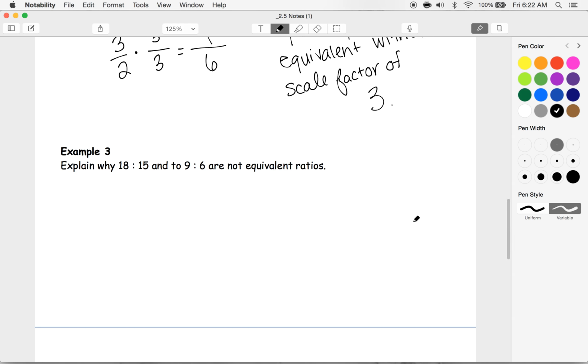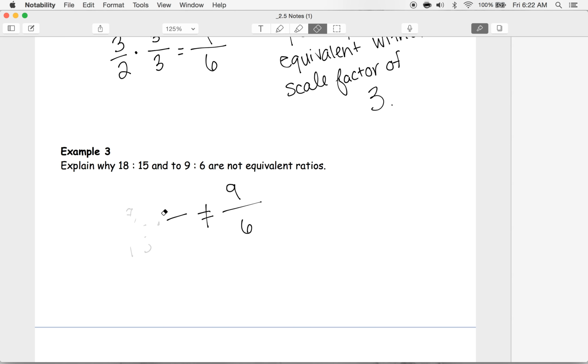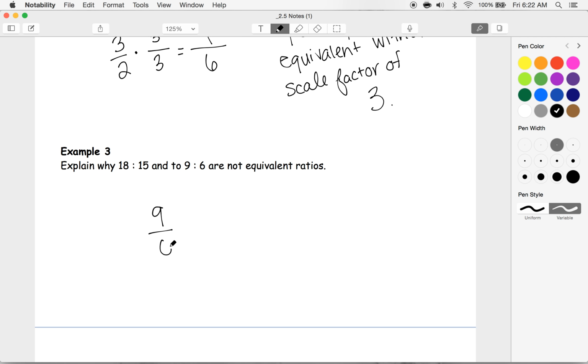And then we're going to scroll down, explain why 18 to 15 and 9 to 6 are not equivalent. So I'm going to do 18 over 15. They're saying it is not equivalent to 9 over 6. When I draw that line through it, it means not. Well, that's because 18 to 9, in order to do that, I would have to be dividing by 2. Actually, I'm going to have us look at this a different way. I'm going to put the smaller one first, just so we can see that scale factor better. Okay? All right, to get from 9 to 18, that's times 2.